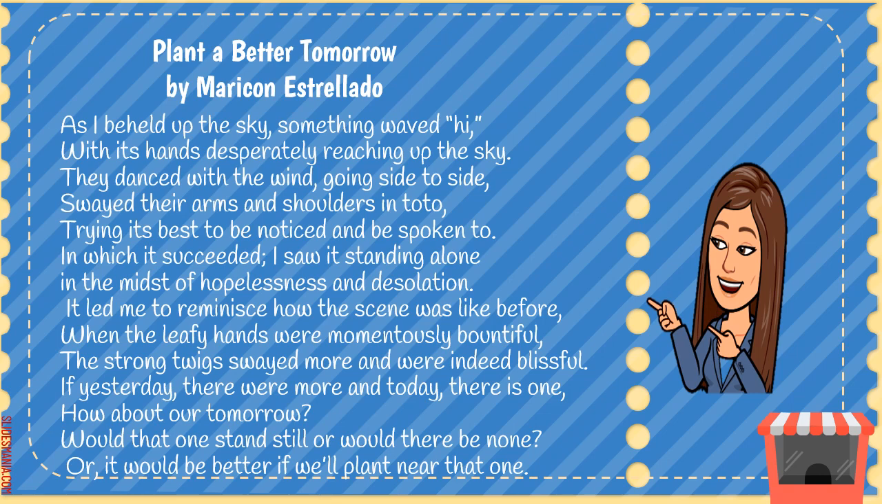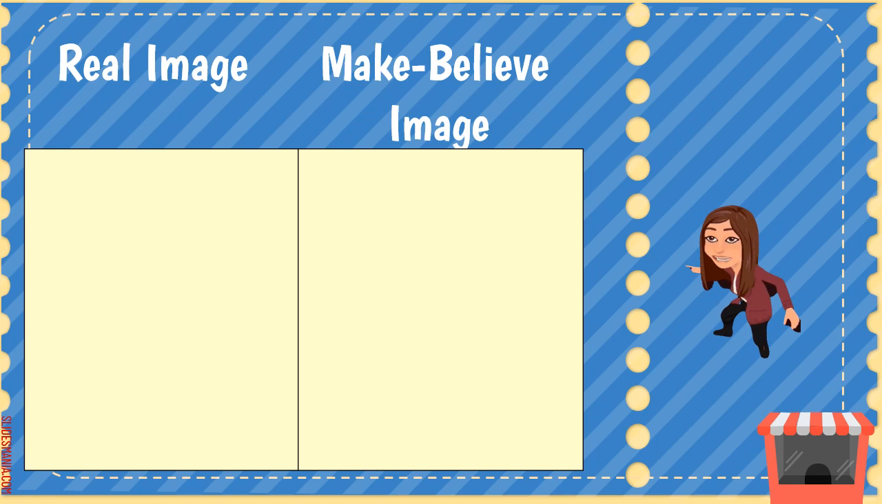So I hope you understand the poem. You may want to read it silently again. You may pause the video so you can make the illustrations or your drawings for the real or make-believe images. So here is our chart. You will make that kind of chart in your notebook. The first one is the real image and the next one is the make-believe image. Again, take a look at the illustrations and the poem so you can draw your real image and make-believe image.